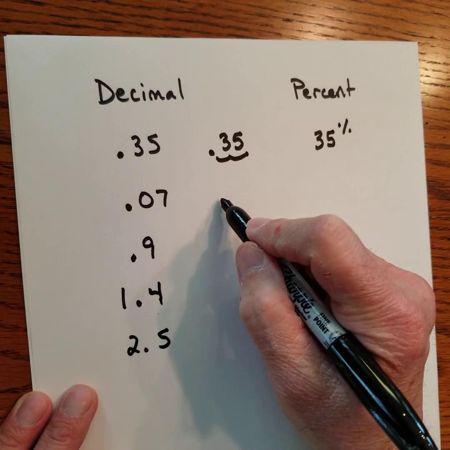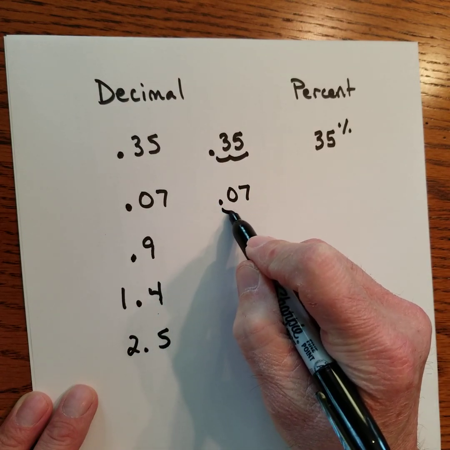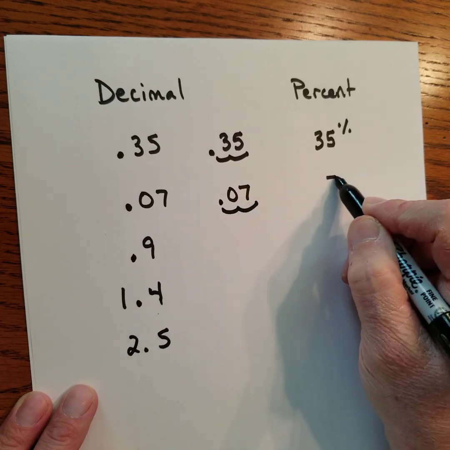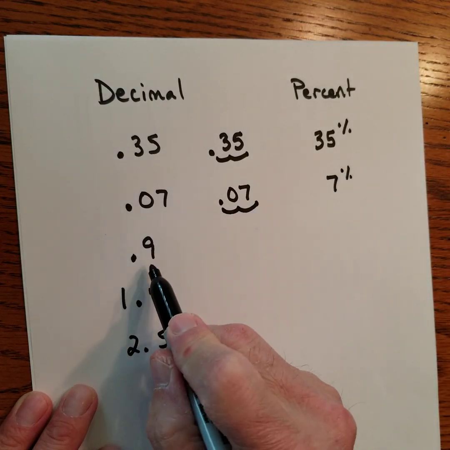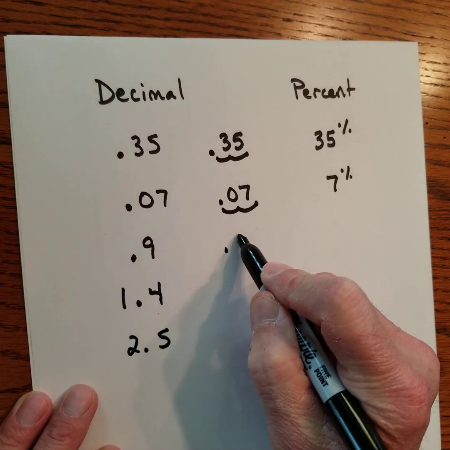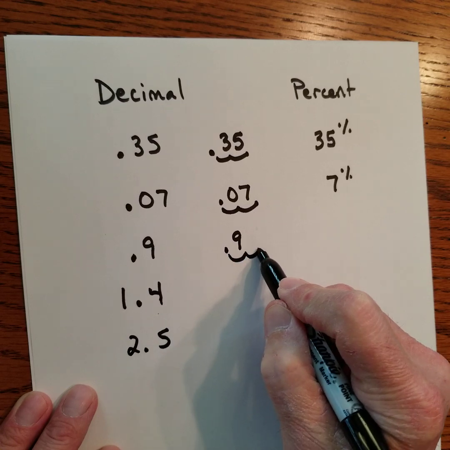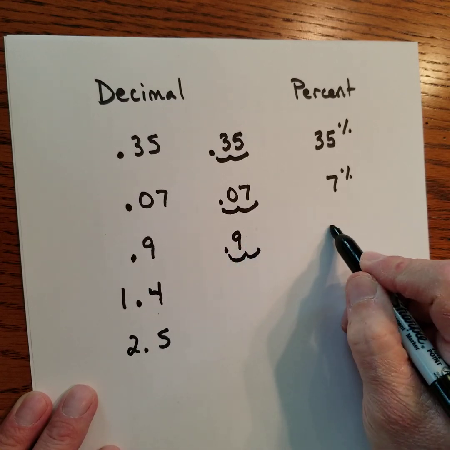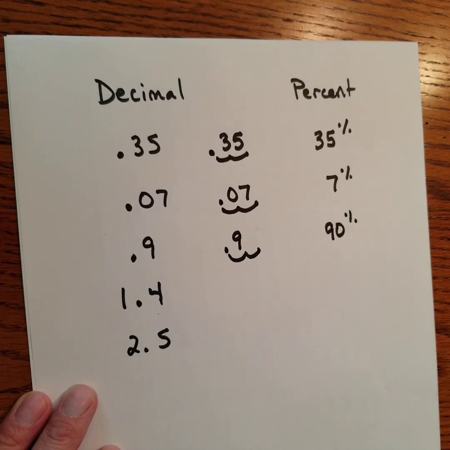If my decimal is 0.07, and I move my decimal point 2 spots to the right, 0.07 is 7%. Careful here. The decimal point is next to the 9. If I move it twice, I've got an open space which I must fill with a 0. 0.9 is the same as 90%.